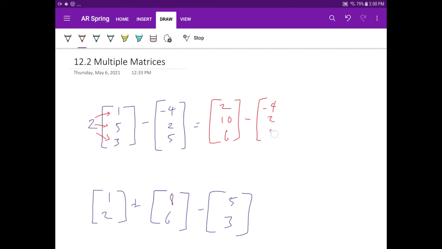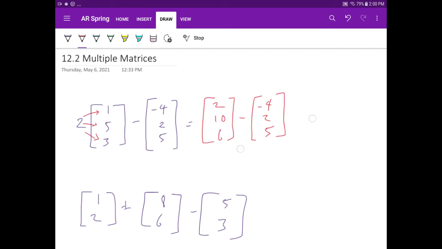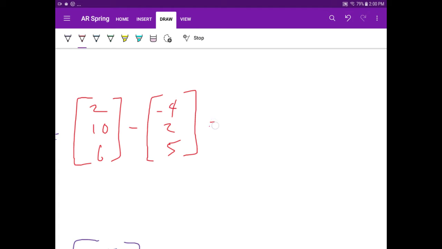-4, 2, and 5. So when you do this, it's going to be 2 minus -4, that's 2 plus 4 is 6, 10 minus 2 is 8, 6 minus 5 is 1. So here's your answer.